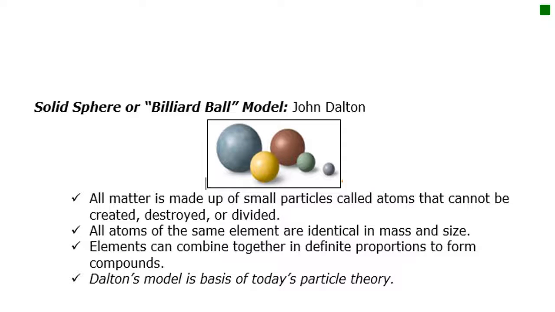There are different scientists that have different models of the atom, and one is called the billiard ball model by John Dalton. He assumed that all matter is made up of small particles called atoms that cannot be created, destroyed, or divided. All atoms of the same element are identical in mass and size, and elements can combine together in definite proportions to form compounds. Dalton's model is the basis of today's particle theory.